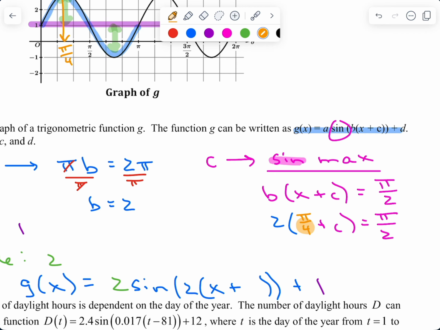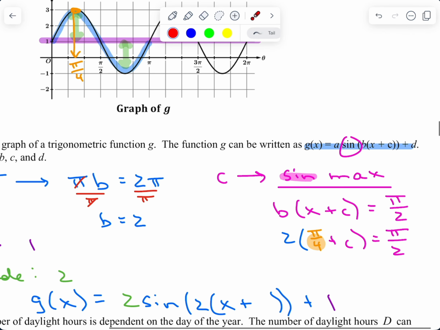Now, there are a couple different ways you can solve this. You could distribute the 2 to the pi over 4 and to the C, and you could get pi over 2 plus 2C. Absolutely would work. Another technique that I think is a little bit easier is to just multiply both sides by the reciprocal of 2, which would be 1/2. You don't have to do that. If you prefer solving the other way, distributing, go for it.